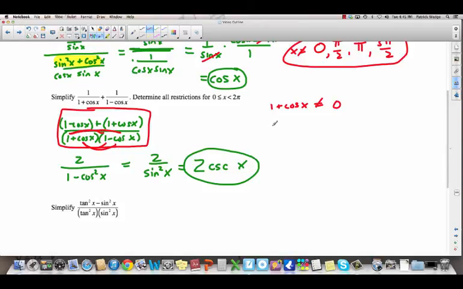You can't have that. Same with the second one. If 1 minus cos x equaled 0, you'd have something times 0, which equals 0. Your whole denominator would equal 0. You can't have that. So here's your 2 restrictions. What do we know? Well, we solve this.